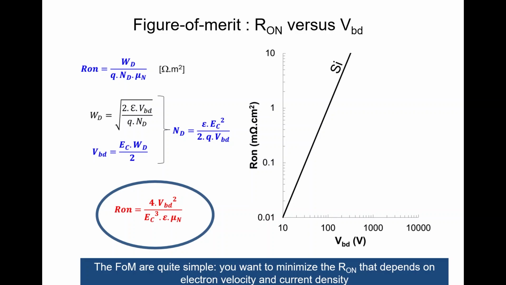Just some quick words. I don't think I need to spend much time; most of you are experts in the field, so these are very simple equations. The figures of merit are quite simple. If you want to minimize the on-resistance to first order and block a certain voltage, this depends on the electron velocity. That's why the charge mobility is very important, and the current density. And for the breakdown, you want a higher critical electric field and a higher energy gap. That's what this simple equation tells you.